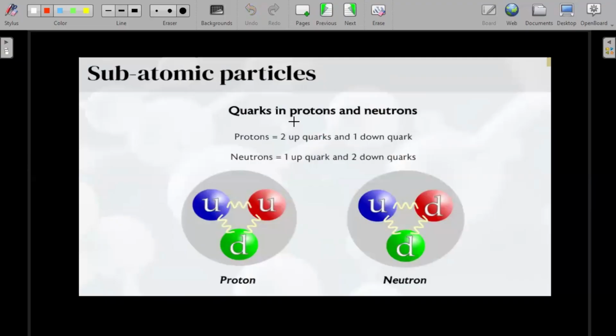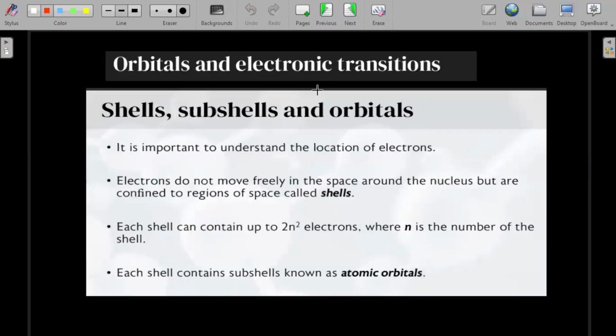Okay, so in terms of the subatomic particles, you can have what we call the quarks. For the protons and the neutrons, it is simple and straightforward. For protons, you have two up quarks and one down quark. For neutrons, you have one up quark, the opposite of the protons, and two down quarks. So that's the other property you need to know about these subatomic particles.